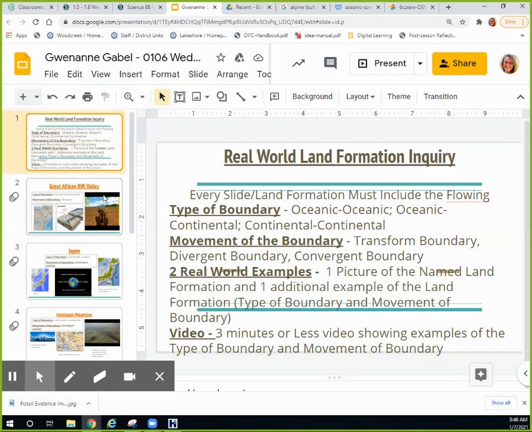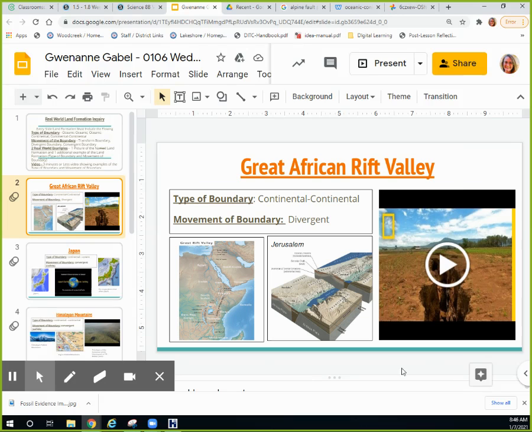So the first one was done for us as an example of how it should look, and it's the Great African Rift Valley. And in the research, we found that it is a piece of land and a piece of land. So it's the continent of Africa. So it's continental crust and continental crust. And what's happening is the continental crusts are separating, they're dividing. So it's a divergent boundary.